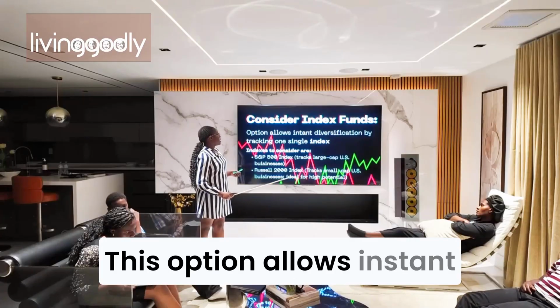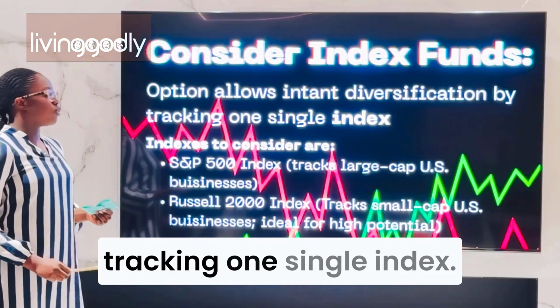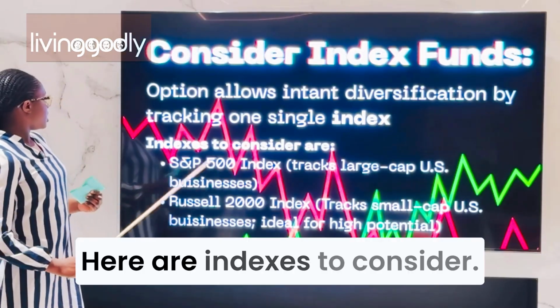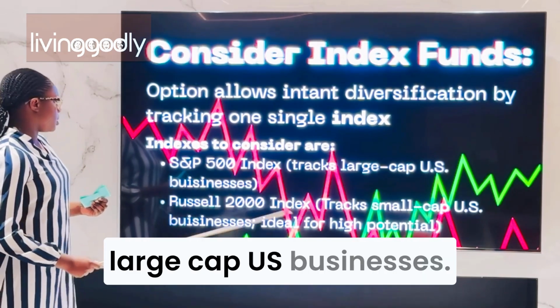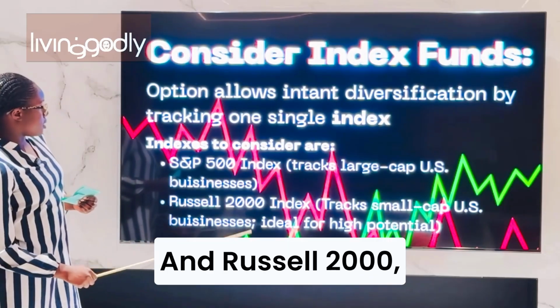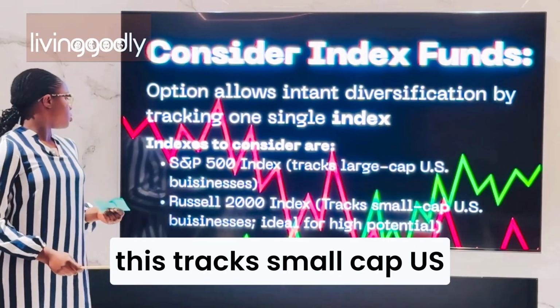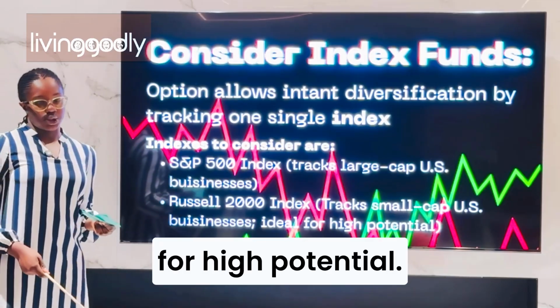And considering index funds. This option allows instant diversification by tracking one single index. Here are indexes to consider: S&P 500. This tracks large cap US businesses. And Russell 2000. This tracks small cap US businesses and is ideal for high potential.